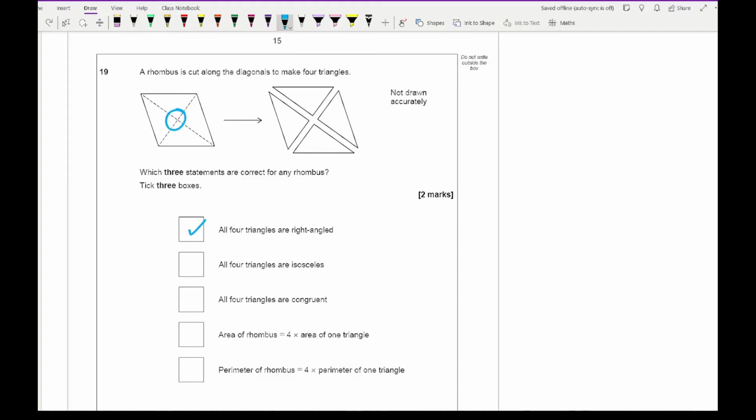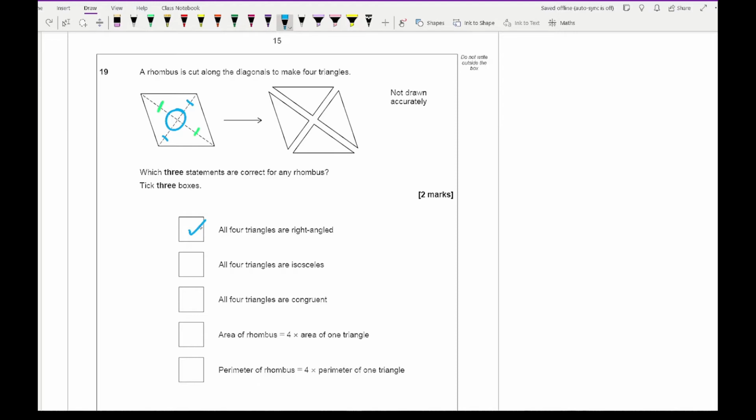All 4 triangles are isosceles. Again, that's going to be incorrect because these 2 sides are going to be different, not the same diagonals. So although this side is going to be the same as this side, and that side is going to be the same as that one, unfortunately they're not going to be isosceles.